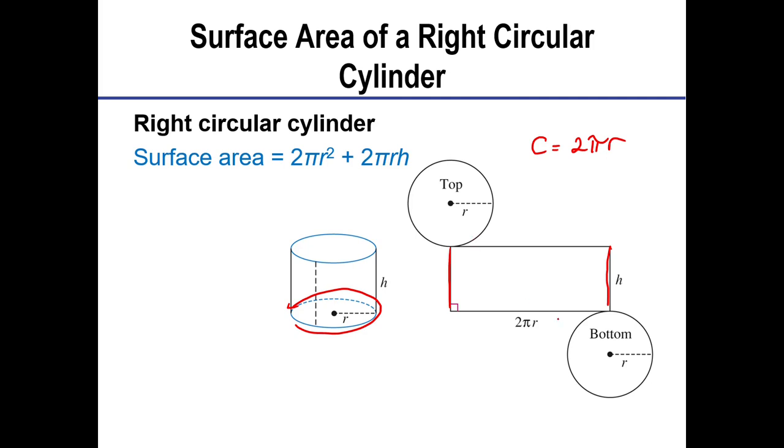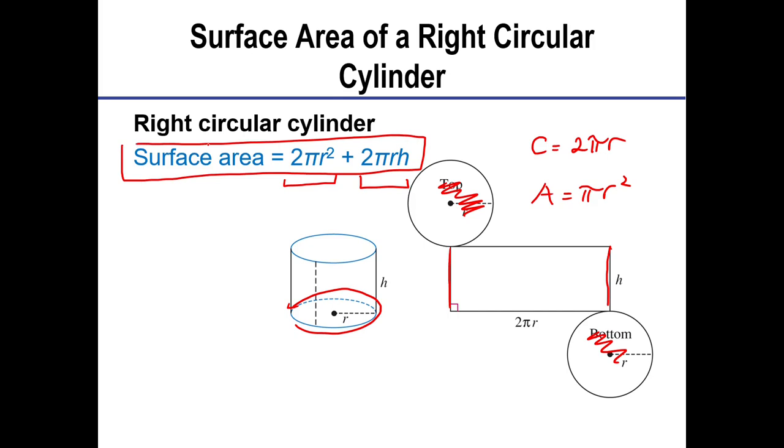So to calculate the surface area, we're going to take the area of a circle, which we know is pi r squared, and we're going to multiply it by 2 because we have a top and a bottom. That's where the formula has 2 pi r squared. That's the area of a circle times 2 for the top and bottom. The area of the rectangle is the height times the circumference. That's where the 2 pi rh comes from. So the surface area of a right circular cylinder is equal to 2 pi r squared plus 2 pi rh.